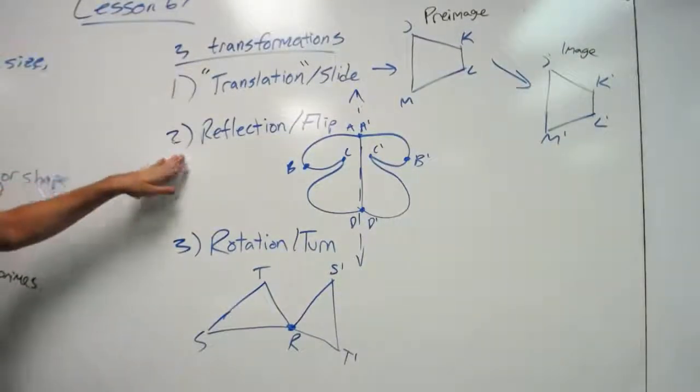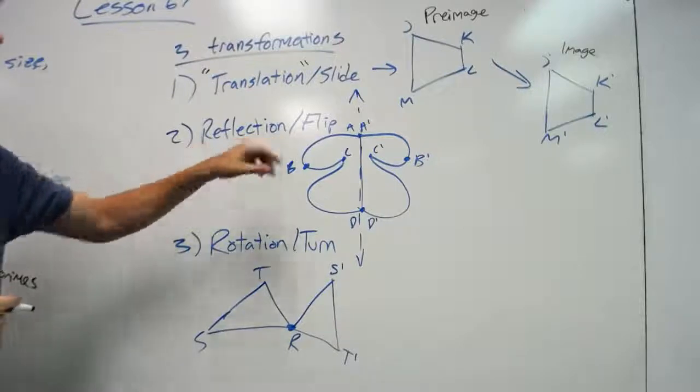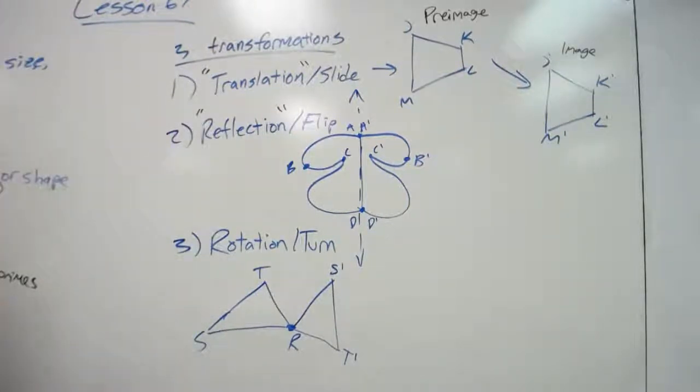The second type of transformation is a reflection or a flip. And you're going to hear me say reflection for the most part. Now, in order for something to reflect, it would have to be reflected across a line, known as the line of reflection, such that the line is a perpendicular bisector of each segment joining each point to its image.